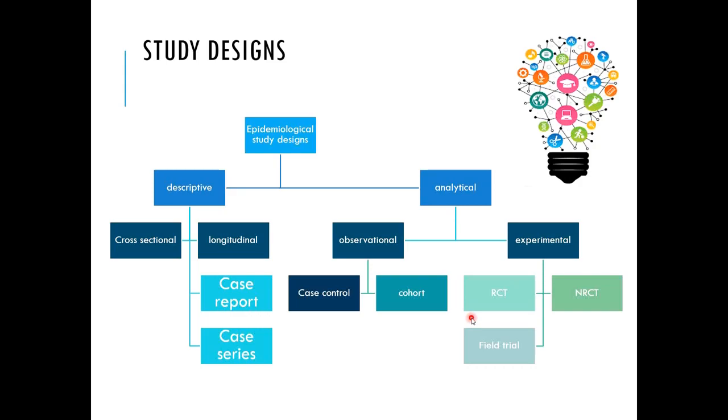If non-randomization is done and simply the researcher decides that this is one group in which I will do intervention number one, and this is the second group in which I will do intervention number two, this is known as a non-randomized control trial. I will give you an example.